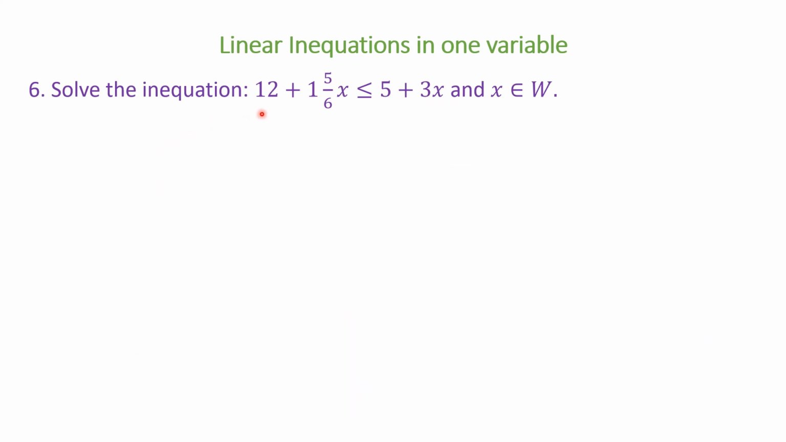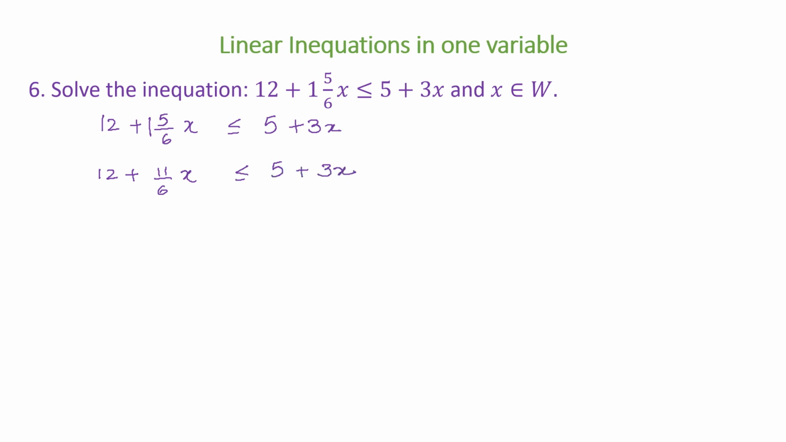Solve the inequation 12 plus 1 5/6 x is less than or equal to 5 plus 3x, and the replacement set is x belonging to W, that is the set of whole numbers. Let's try to solve this one. So I write it down again: 12 plus 1 5/6 x is less than or equal to 5 plus 3x. I will convert the mixed fraction into an improper fraction. So that is 12 plus 11/6 x is less than or equal to 5 plus 3x.